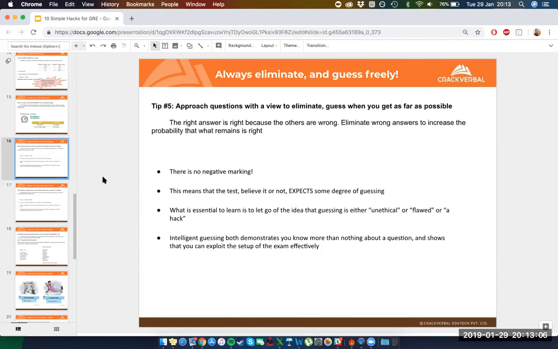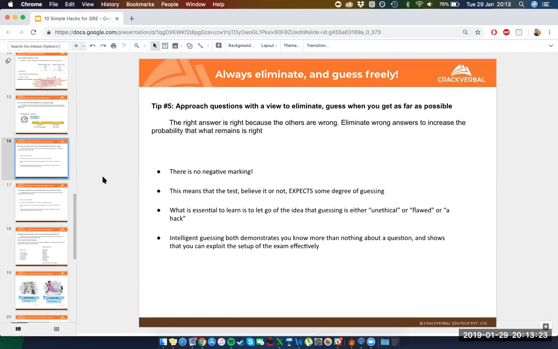So for questions that you don't know the answer to, which will come up from time to time, I could say for sure that I didn't know the answers to all my questions. But when you do get these questions, you need to accept that you might guess a little bit, but eliminate options to make the guessing that you're doing intelligent.